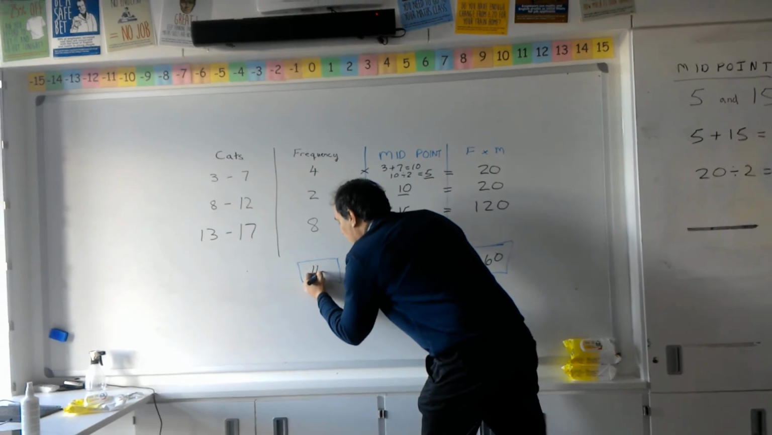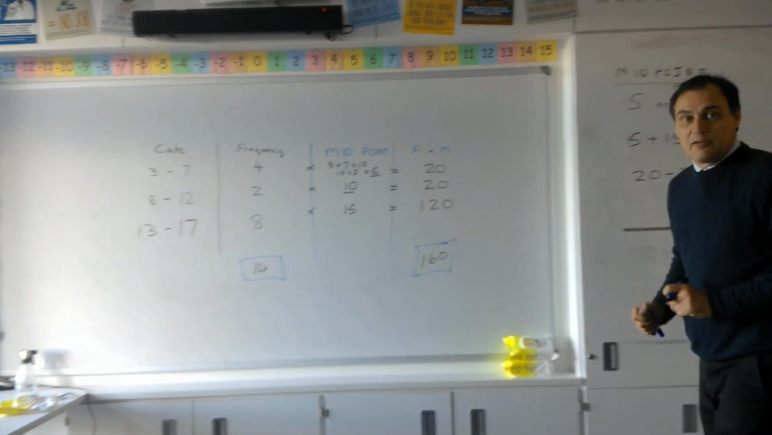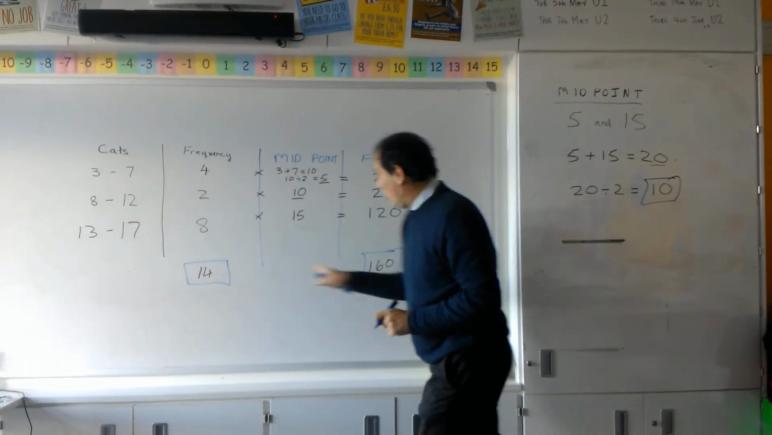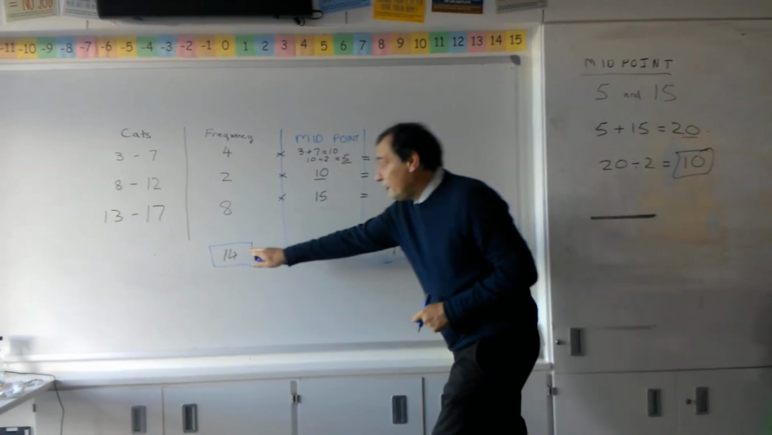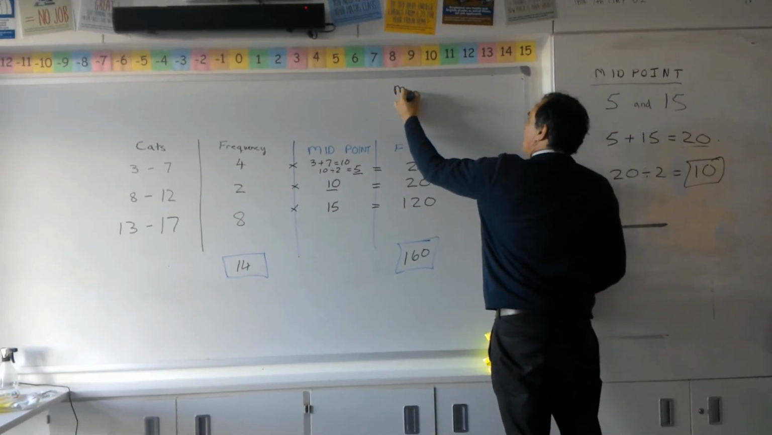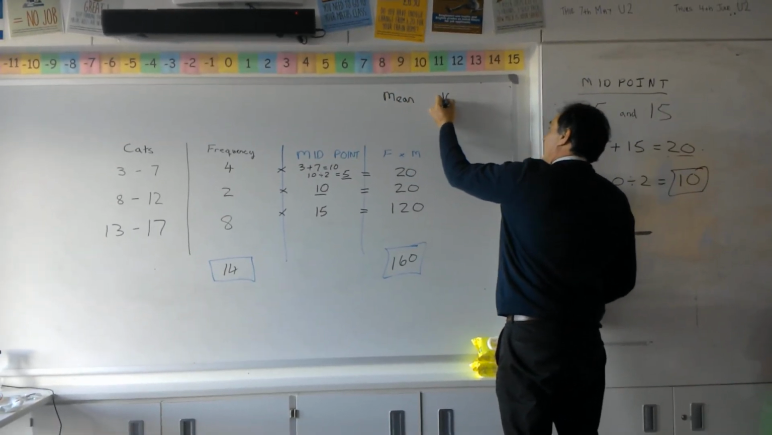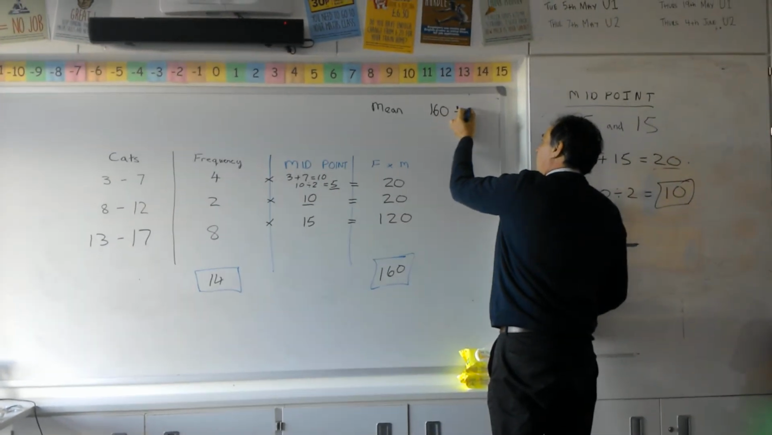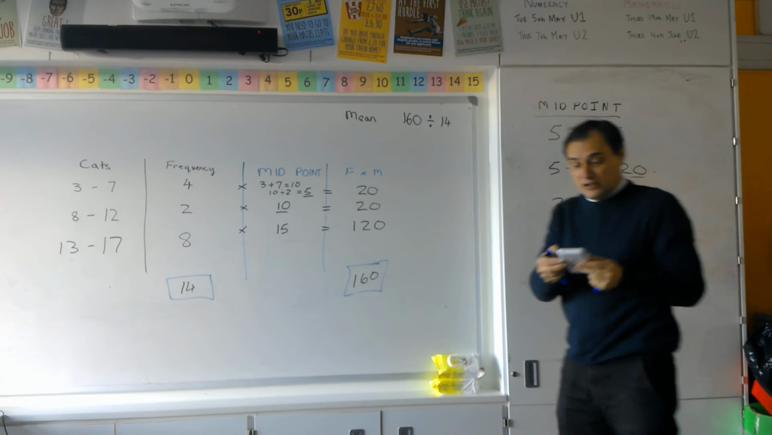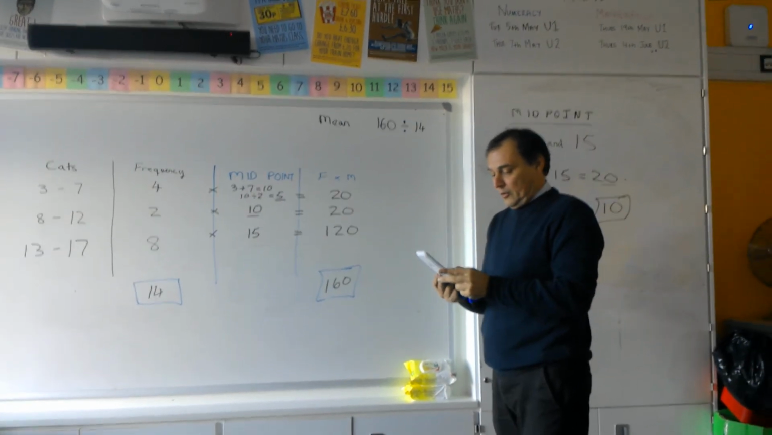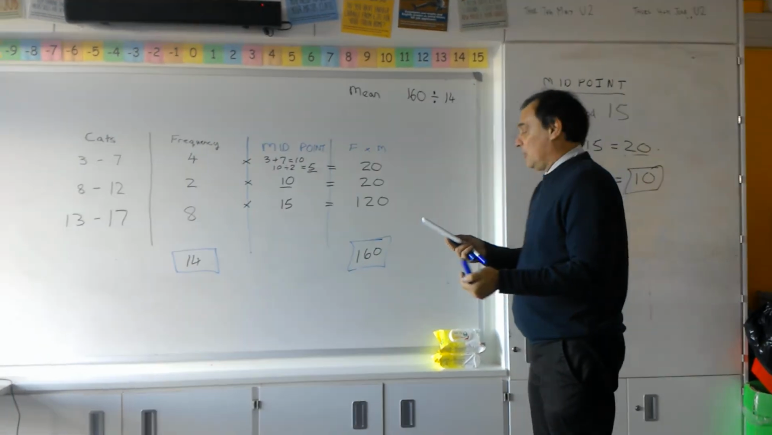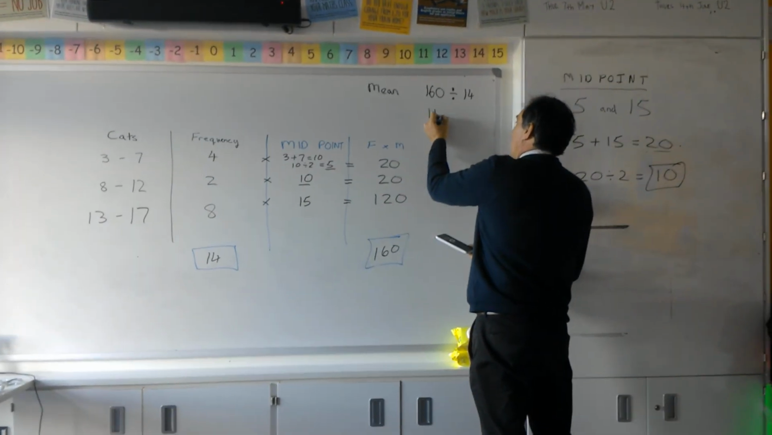So totaling those columns, the final thing we've got to do, to get our mean, we've got to divide the 160 in the F times M column by the 14 in the frequency column. So the final answer, the mean, is going to be 160 divided by 14, and I'm not going to expect you to do that. In fact, I'm going to cheat on this one a little bit. 160 divided by 14 gives us a mean of 11.4.